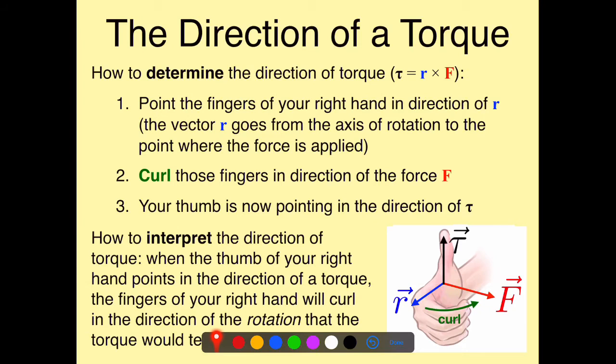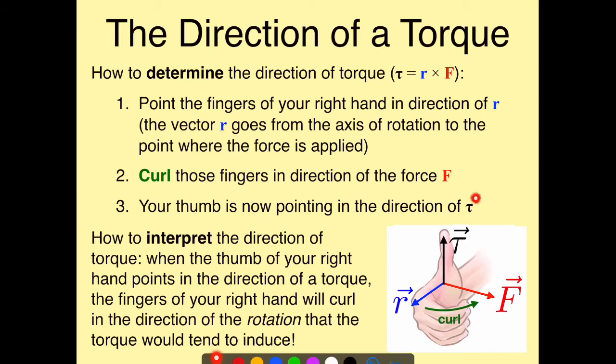So torque is given by R cross F, and we want to determine the direction of a torque. So the first thing you'll do is you'll take your right hand and you'll point the fingers of your right hand in the direction of R. And just remember that the R vector goes from the axis of rotation to the point where the force is being applied. Then, after you do that, you're going to curl those fingers in the direction of the force vector F. And after you've done that, your thumb will now be pointing in the direction of the torque, which, by the way, is given by the Greek letter tau. So tau is for torque.